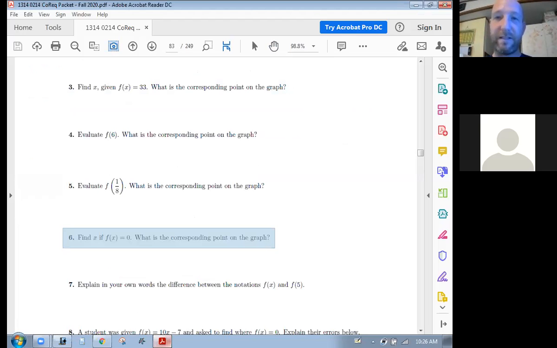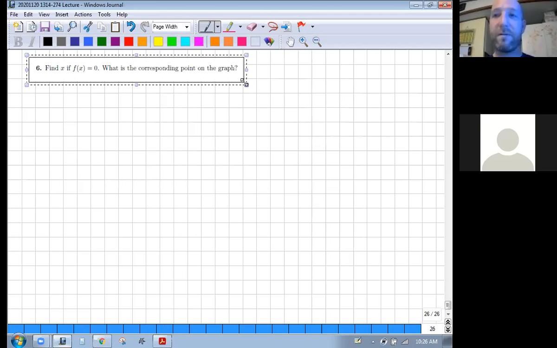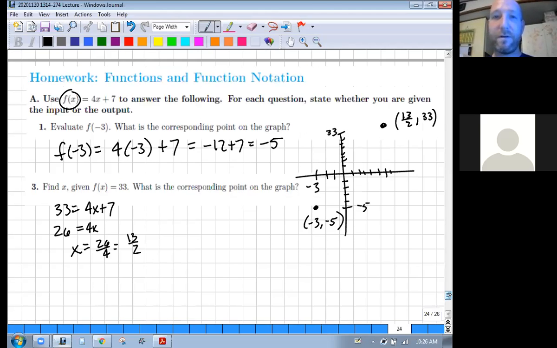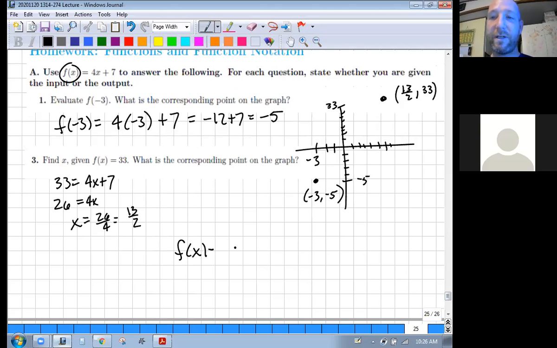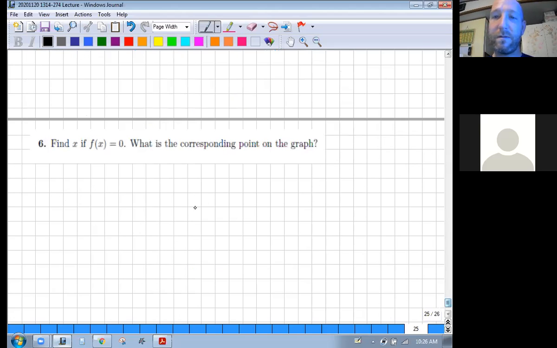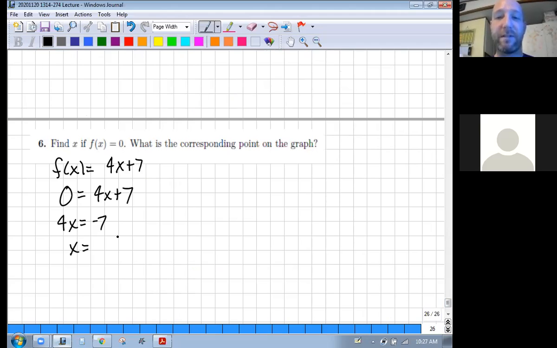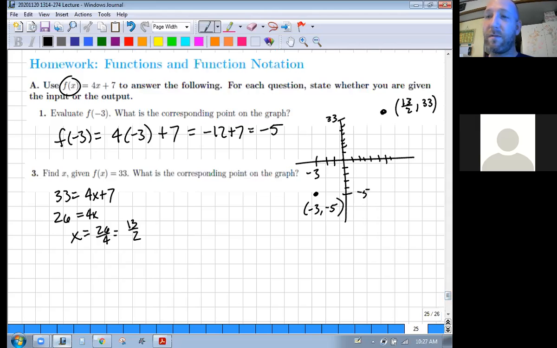Find x if f of x is 0. What was our function? f of x equals 4x plus 7. Okay. If f of x is 0, find x. Replace f of x with 0. So 4x is -7, so x is -7/4. So the point on the graph is -7/4, 0. So y is 0, x is -7/4. It's somewhere in here.